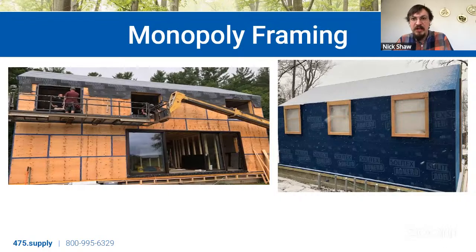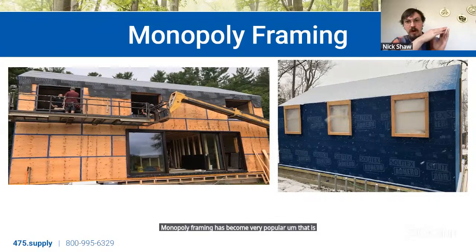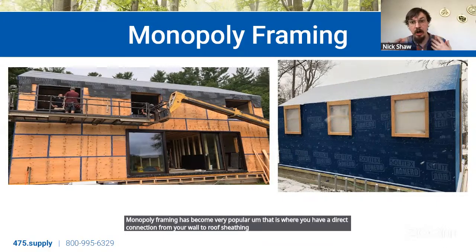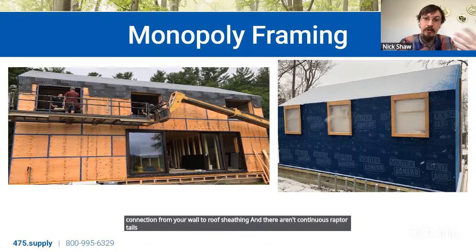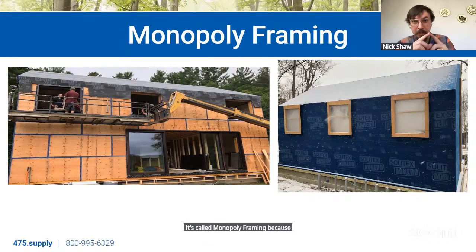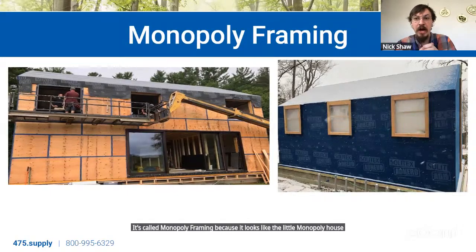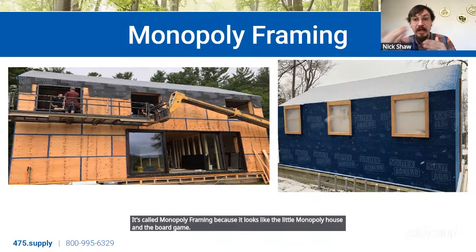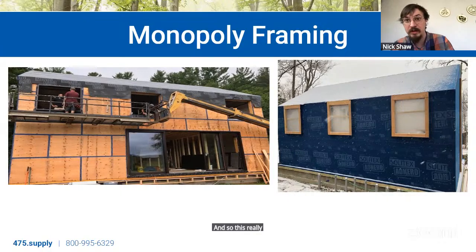Monopoly framing has become very popular. That is where you have a direct connection from your wall to roof sheathing, and there aren't continuous rafter tails that are extending out through that sheathing to create the eave. It's called Monopoly framing because it looks like the little Monopoly house in the board game. And so this really eases that wall to roof transition.